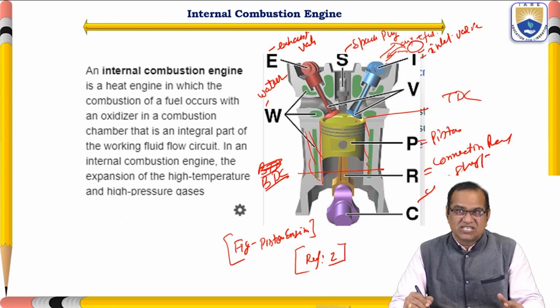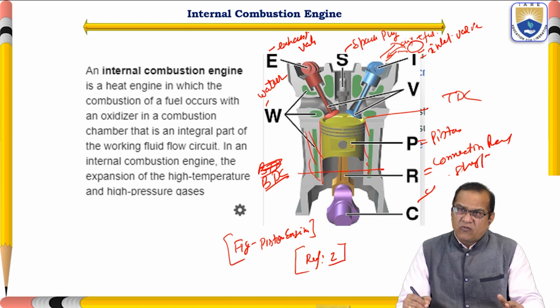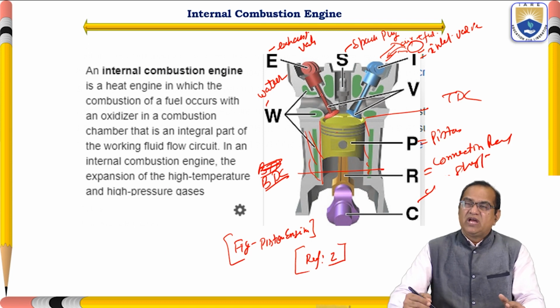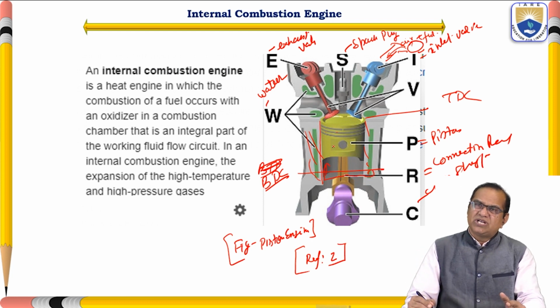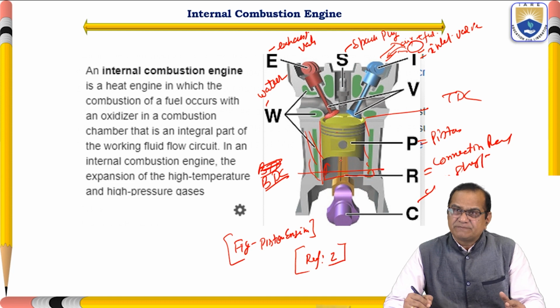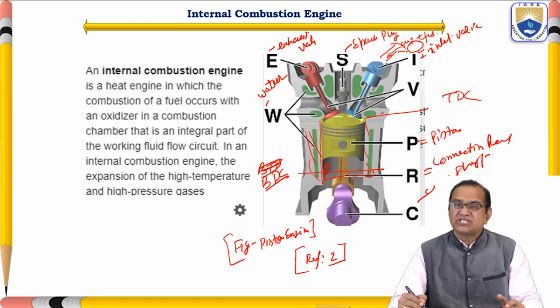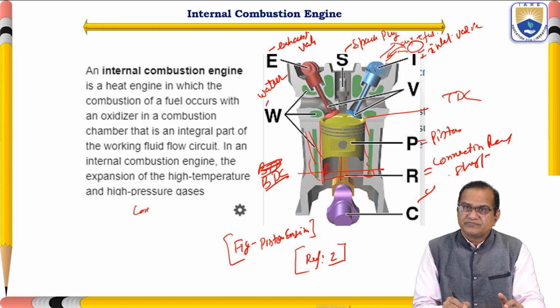This is called the suction stroke. The piston keeps going down, the air and fuel mixture enters up to BDC, and this full chamber is full of air and fuel mixture. Now it will move upward like this. During the upward motion, the air and fuel mixture will be compressed. This is called the compression stroke.